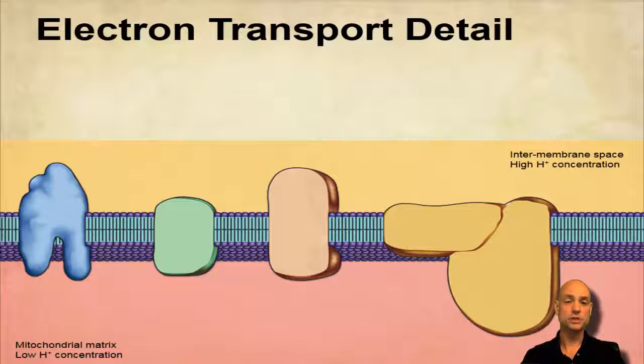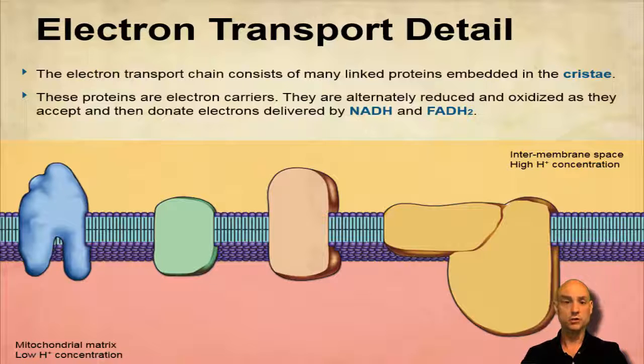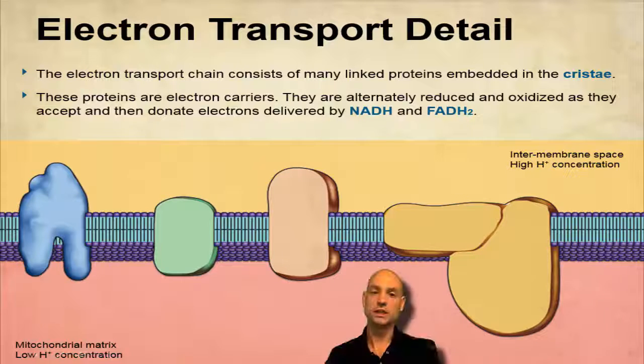you'll have these different colored proteins here, and you have the inner space and the matrix between. So what happens is the electron transport chain contains these linked proteins, and these proteins are electron carriers. They alternately are reduced and oxidized as they accept and then donate electrons delivered by NADH and FADH2.